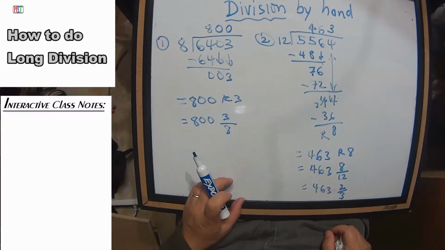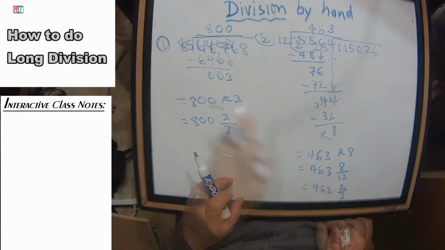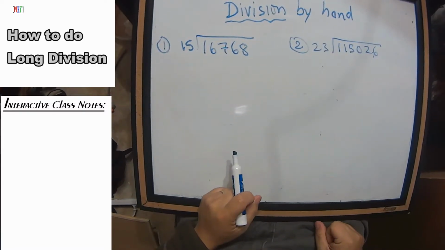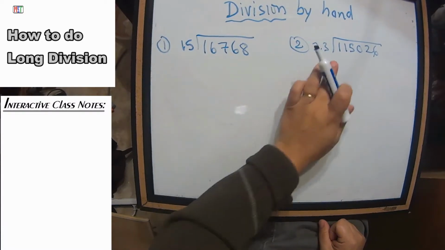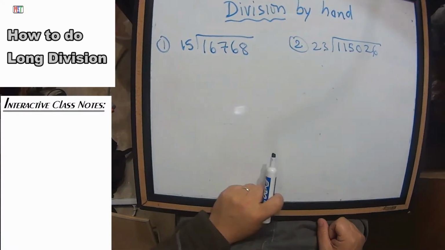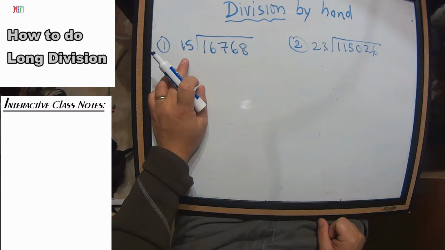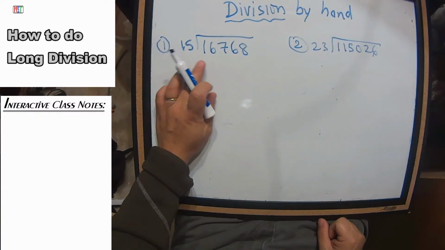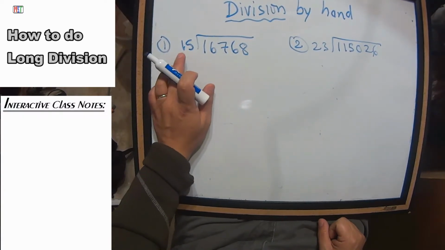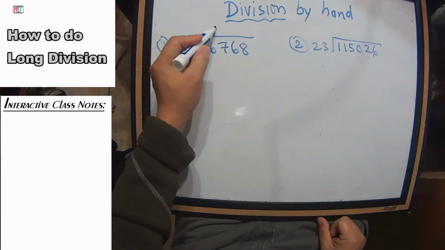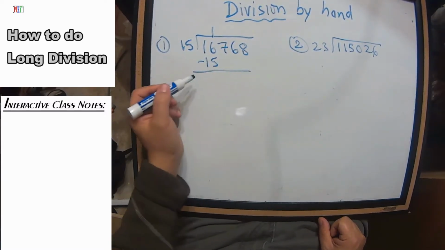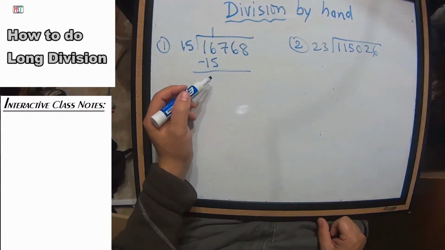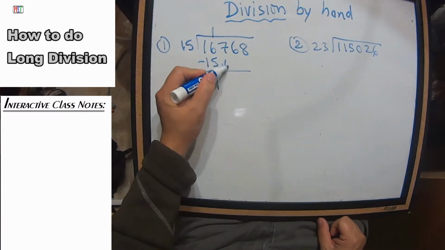All right, and let's do 2 more questions. 2-digit divided into a 5-digit number, a 2-digit divided into a 6-digit number. All right, so let's look at this one. So how many times does 15 go into 1? I can't do it, right? But can 15 go into 16? Yes, once. Subtract 15 from 16, right? The difference is 1. Bring down the 7.